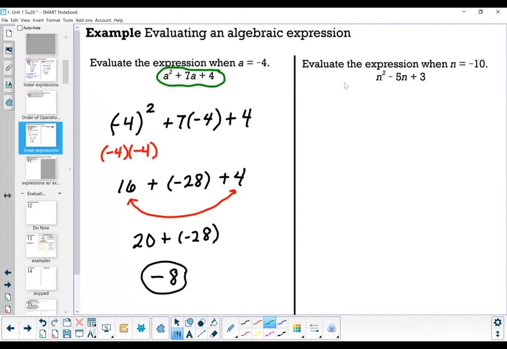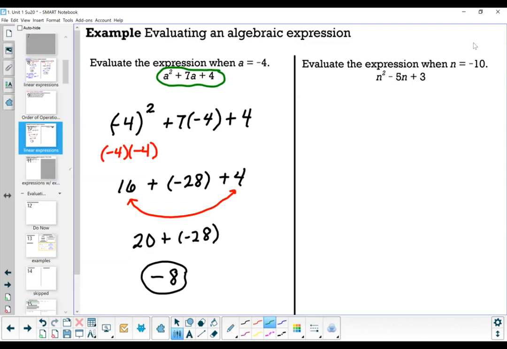All right, so let's take a look here. We have n squared minus 5n plus 3. That's the expression. So if we want to evaluate this expression, when n equals -10, we're going to substitute for the n here. We're going to substitute for the n there. Everything else, we just write again.